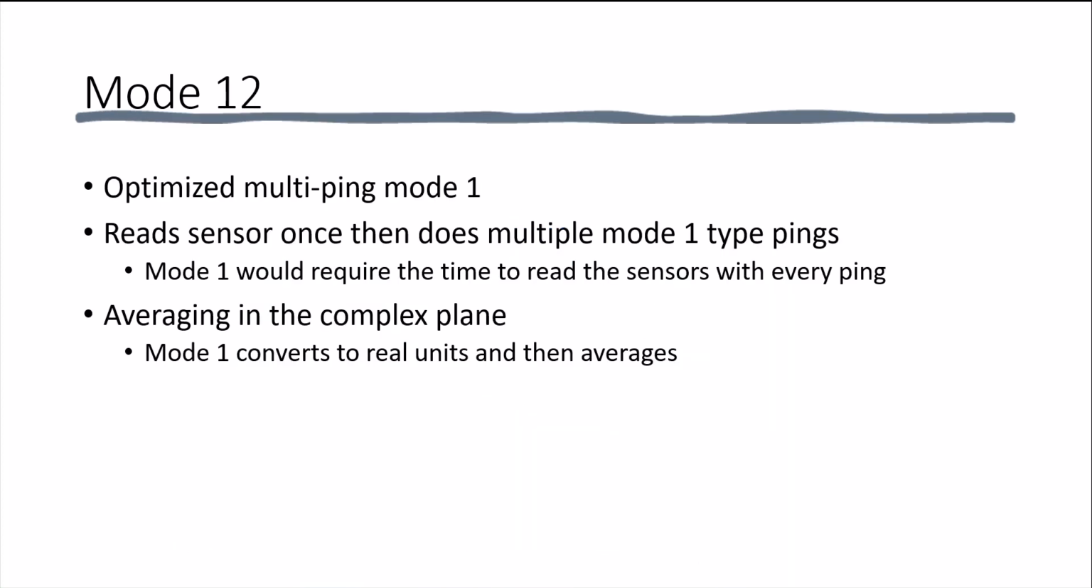Water mode 12 can be thought of as an optimized mode 1 averaging multiple pings. Mode 12 reads the sensor once, then does multiple mode 1 type pings. Mode 1 requires the sensors be read with each ping and thus pings slower. Mode 12 also averages in the complex phase plane before transforming the data to velocities. Mode 1 transforms the data to velocity and then averages the velocities.